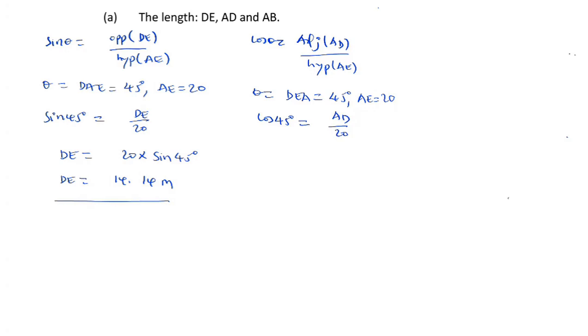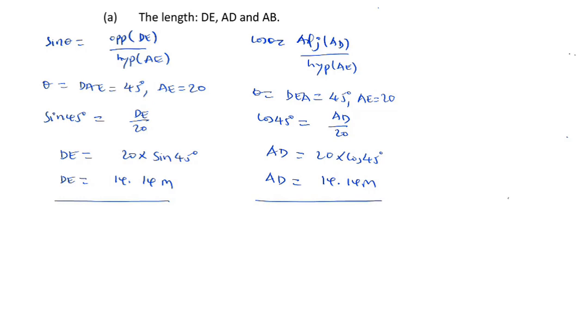Next, let us make AD the subject. We are going to have AD equals 20 times cos 45 degrees. Reading the value of cos 45 degrees from the table and multiplying with 20, we are going to have AD equals 14.14 meters. Our next length is AB.